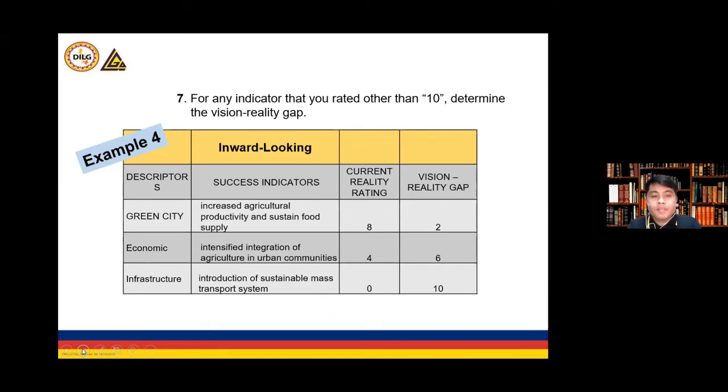Okay, so for example, green city, increased agricultural productivity and sustained food supply. Reality rating scale niya ay 8, and then vision reality gap ay 2. So, intensified integration of agriculture in urban communities, current reality is 4. So, 10 minus 4 is 6. Infra, introduction of sustainable mass transport system. So, 0 ang current reality, and then vision reality gap is 10.